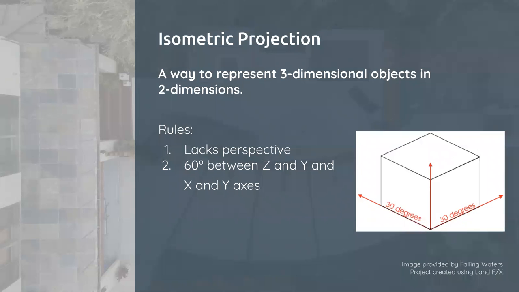So what is an isometric projection? It's just a way to represent a three-dimensional object in two dimensions. This example here clearly shows what it is. It lacks perspective, so as elements move further in the distance, they don't get smaller, they stay the same. It's an axonometric type of drawing, which lacks perspective. But then a rule for isometric projections is that the Z and the Y axes have 60 degrees between them, and 60 degrees between the X and Y axes.